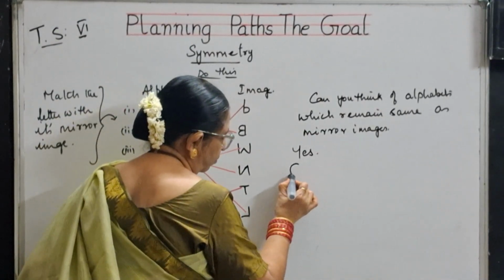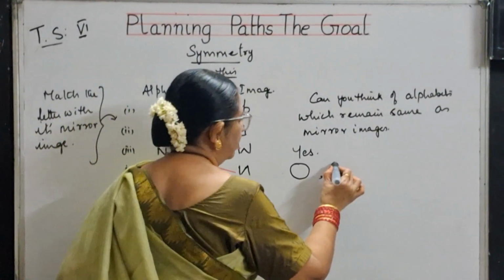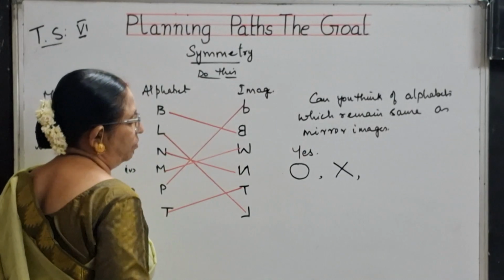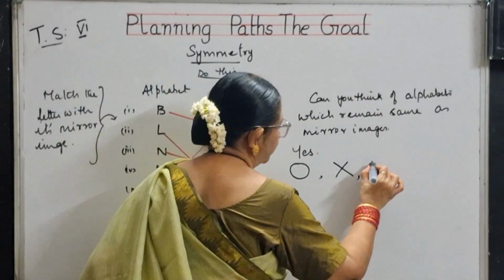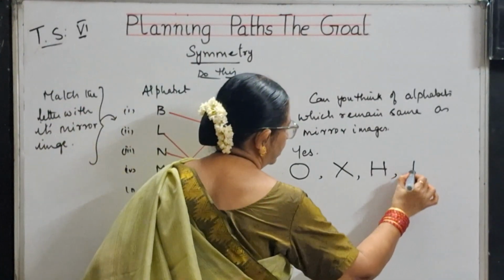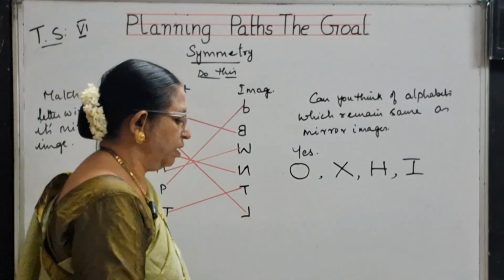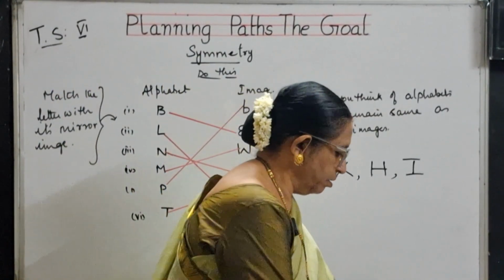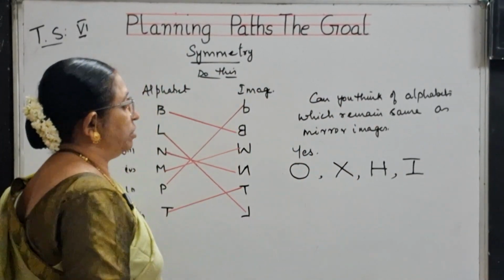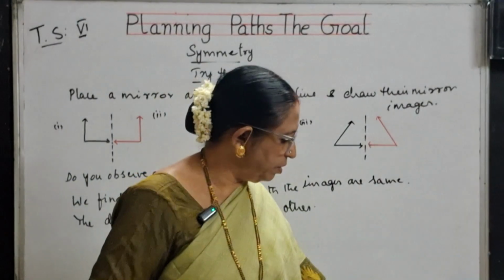The first one is O. Anyway, O will be the same, and the next letter is X. Even X will not change. Anyway, it looks the same. And H. H also you cannot change it. Then I. These are the letters which will not change even after observing them in a mirror. Mirror images and the original image will be one and the same. Please note it down.